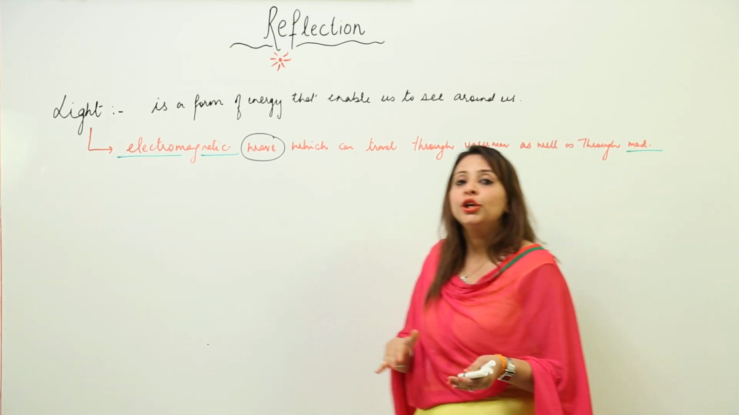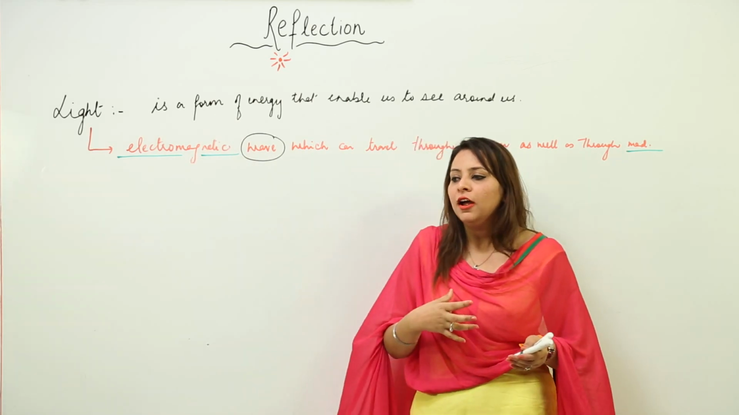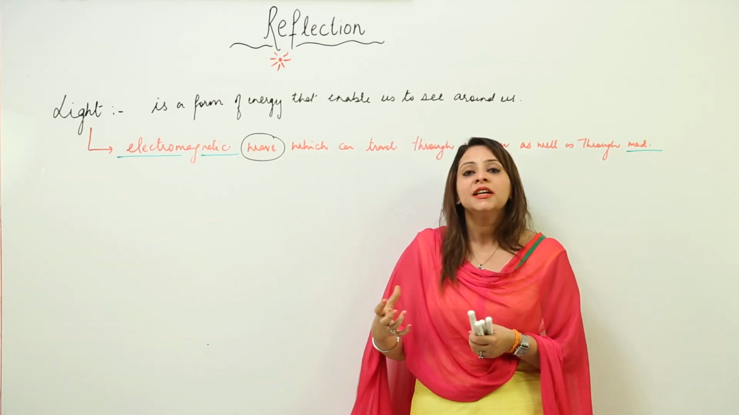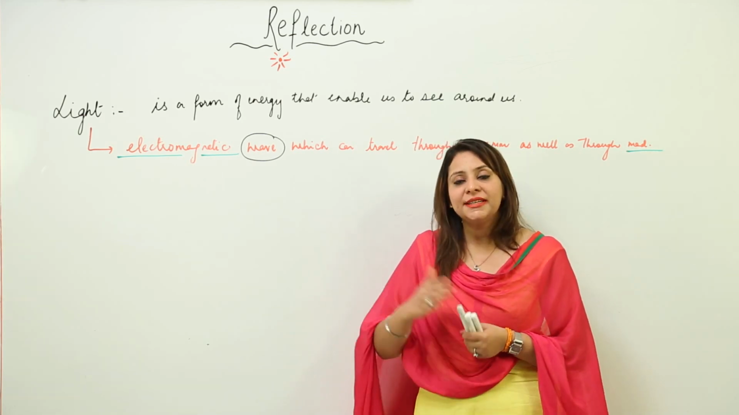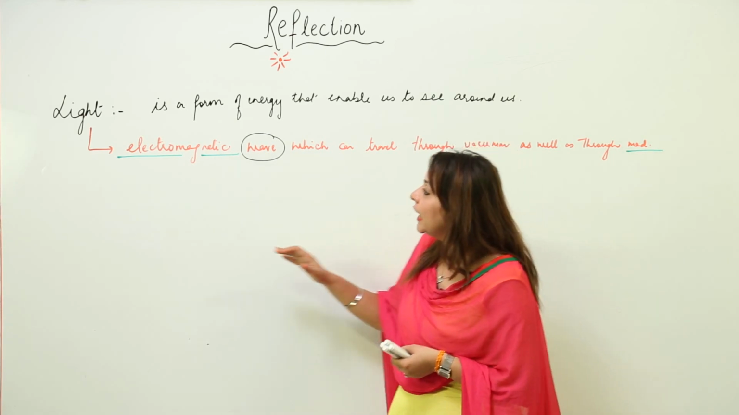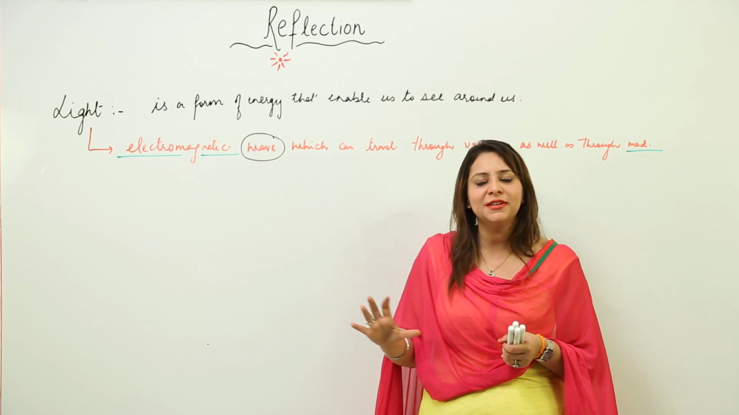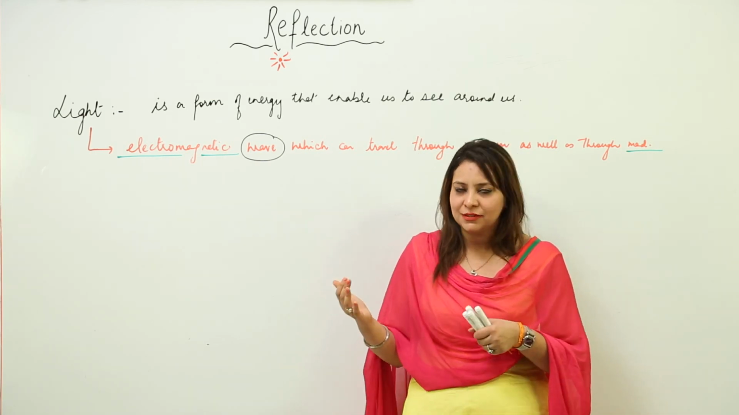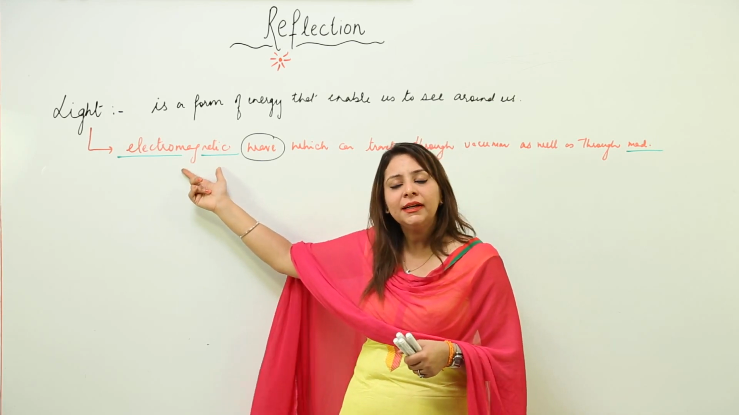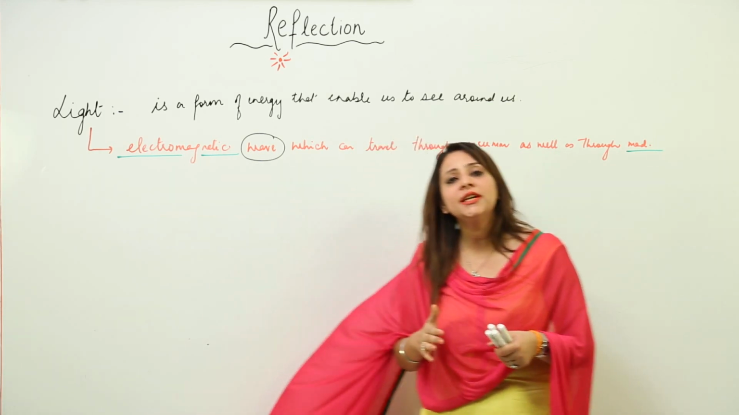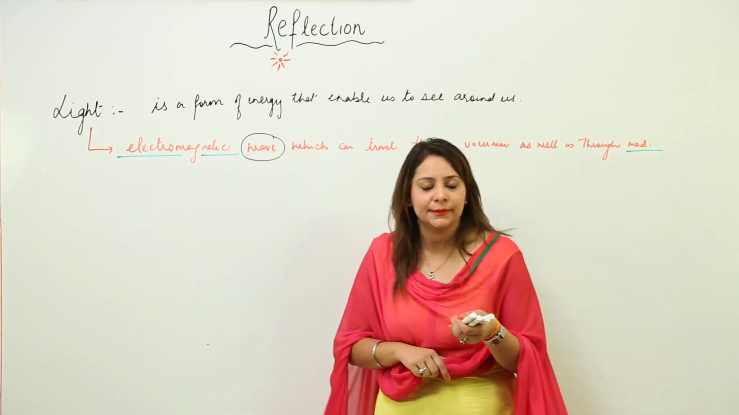From now on you will use this term, but only when you are talking in a technical way, because in general use it is just an energy that enables us to see around us. But technically, light is an electromagnetic wave. Now you know what a wave is: a regular disturbance in a medium where energy transfer occurs, right? And what kind of wave? Electromagnetic. And what is electromagnetic? It is that which can travel through a medium as well as through vacuum. So this is what light is.